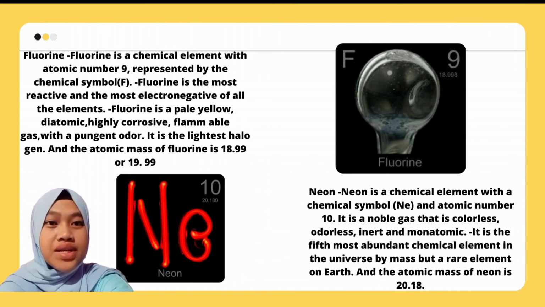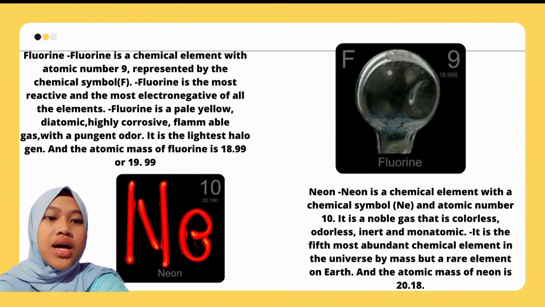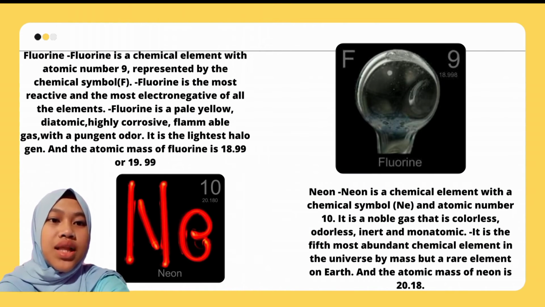Fluorine. Fluorine is a chemical element with atomic number 9, represented by the chemical symbol F. Fluorine is the most reactive and the most electronegative of all the elements. Fluorine is a pale yellow, diatomic, highly corrosive, flammable gas with a pungent odor. It is the lightest halogen, and the atomic mass of fluorine is 18.99 or 19.99.